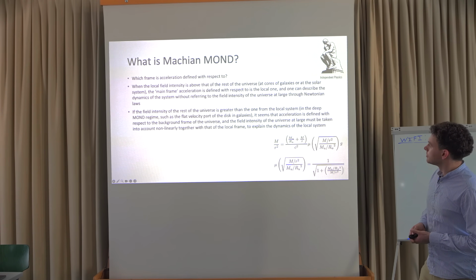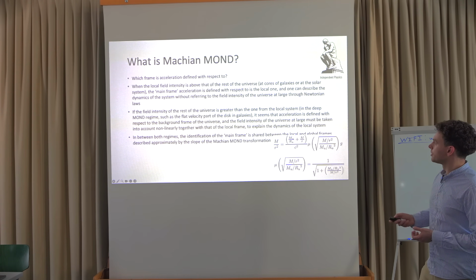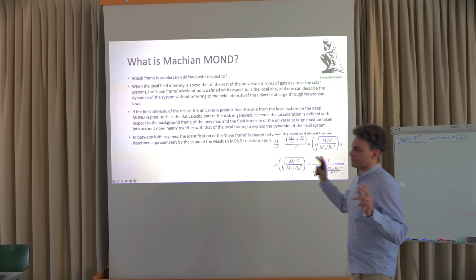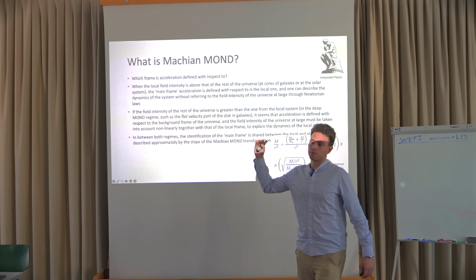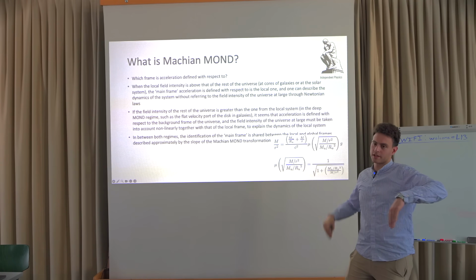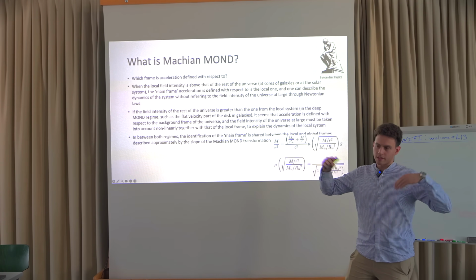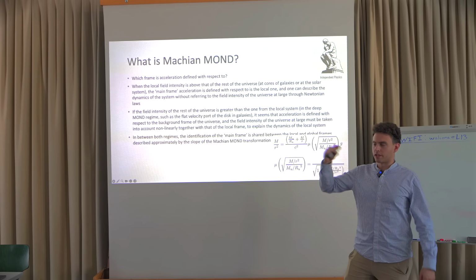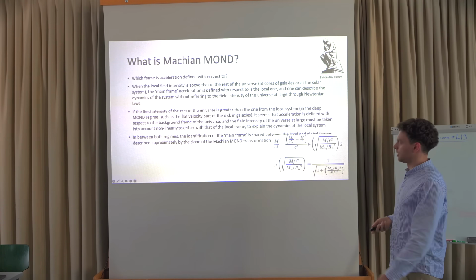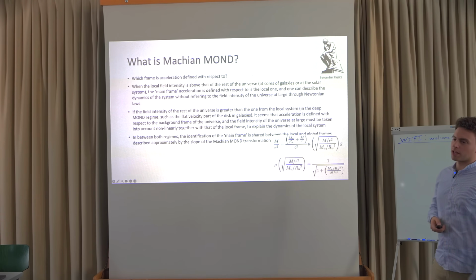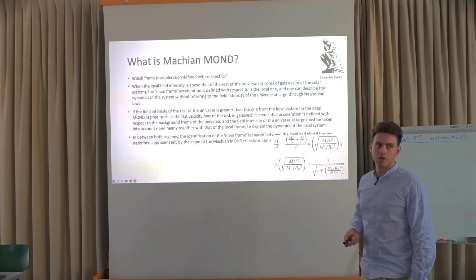And in between both regimes, it is shared. The interpolating function is called that because it goes from the Newtonian regime to the low acceleration regime. Depending on the interpolating function you take, you get one slope or different kinds of slopes. That one is chosen arbitrarily, the type of the interpolating function. And what this looks like is that you're missing boundary conditions.